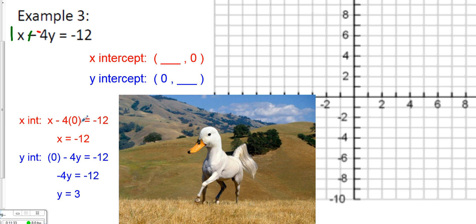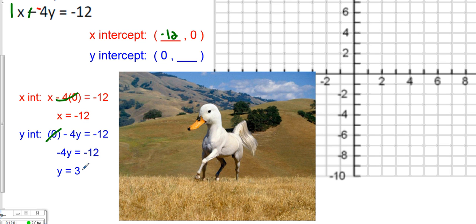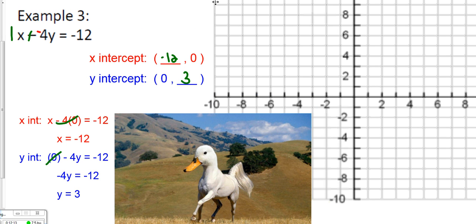When we plug in 0 for y here, those cancel out. So x, or 1x, equals -12. So we know for sure, okay, -12 is our x-intercept. When we're plugging in 0 for x to find our y-intercept, that goes away. Remember this minus 4y, we just said it's like adding a -4y. So -4y equals -12. Divide both sides by the -4. Negative divided by a negative is positive, so y equals 3. So we're going to have -12, 0 is our x-intercept, and 0, 3 is our y-intercept.